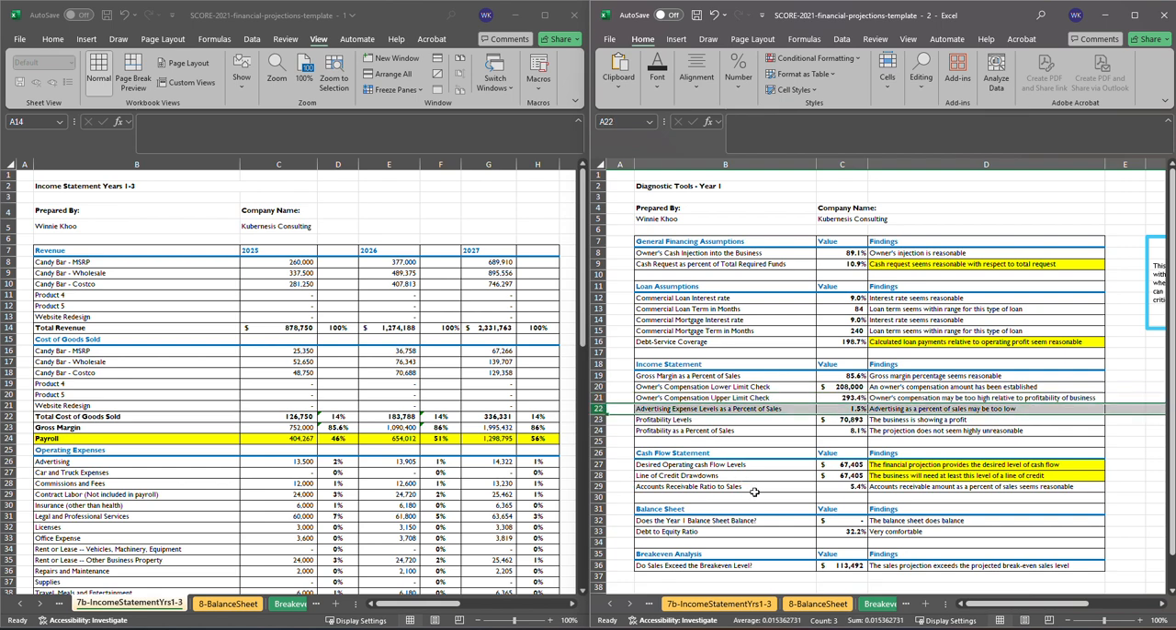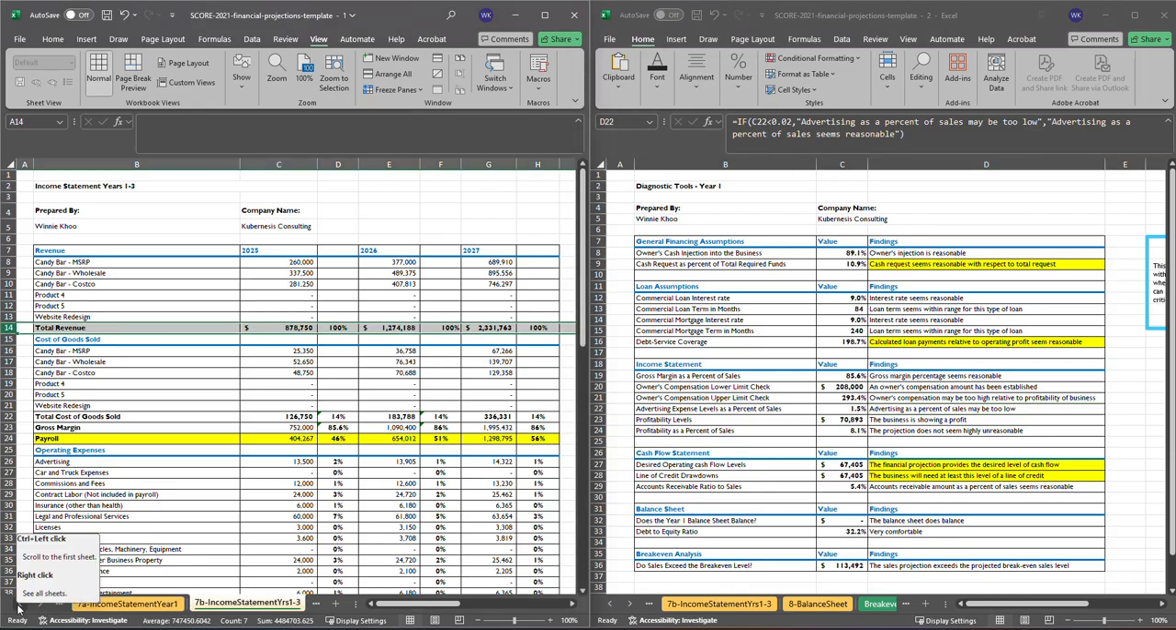Next, we're going to go to advertising expense levels as a percentage of sales. Here, if it is less than 2%, which mine currently is at 1.5, advertising as a percentage of sales may be too low. So ideally 2% is considered reasonable. Advertising as a percentage of sales seems reasonable. So why don't we adjust that? I don't mind making that adjustment.